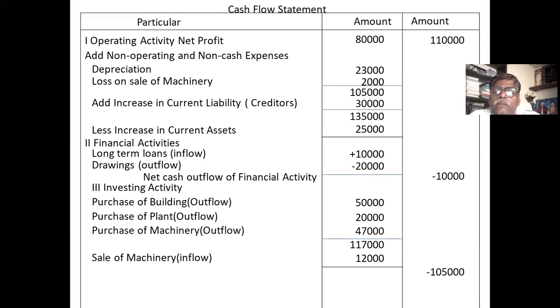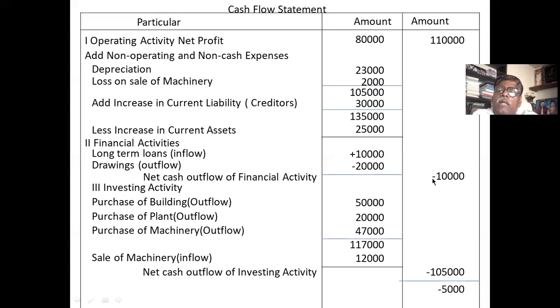Minus 1,05,000. That is net cash outflow from investing activity. In investing activity you take two items: one is fixed asset, another is investment. Clear? So you take the total.